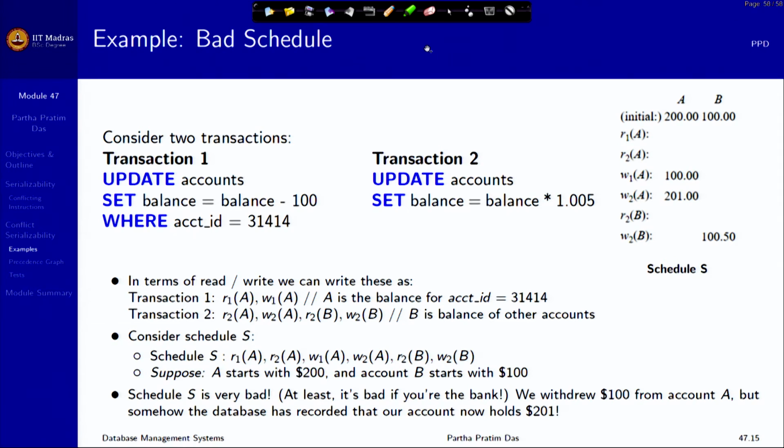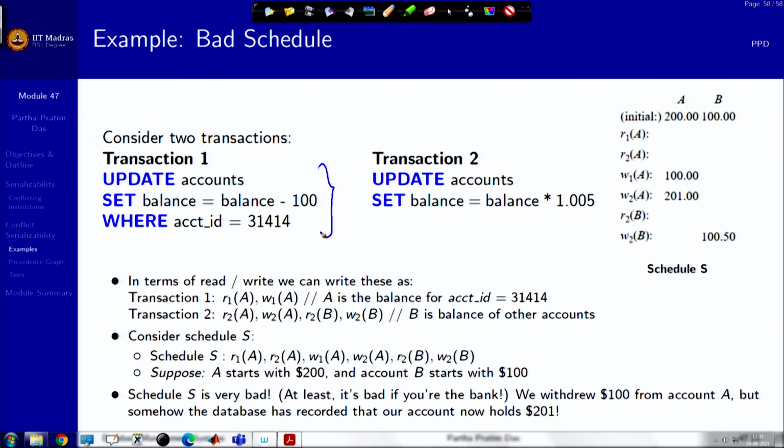Now, let us see how some schedules are bad and some schedules are good. Let us take two transactions, accounts only, but a little different now. Update accounts, balance is balance minus 100 for account ID. So, this clearly says that 31414 is withdrawing 100 rupees from her account. This is transaction 2, which is crediting every account with 0.5% interest, right. So, there is no where clause. So, it will happen for everybody. Balance is balance times 1.005, which means 0.5% is given to everyone.